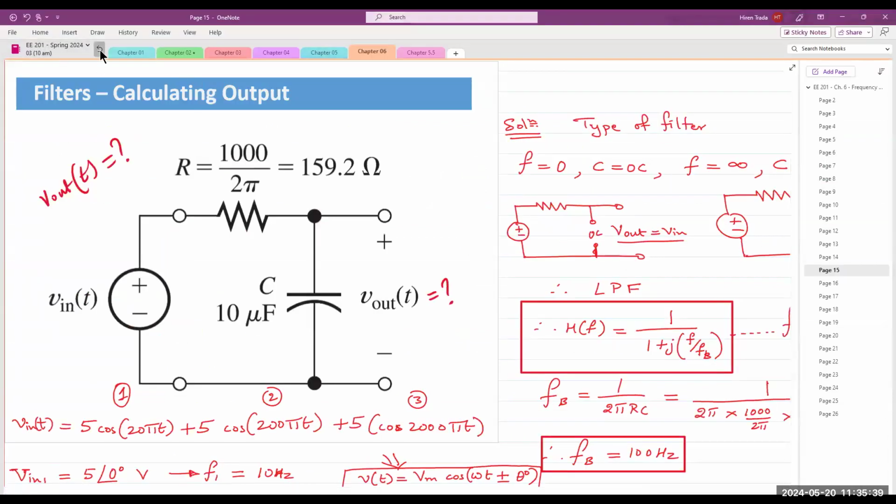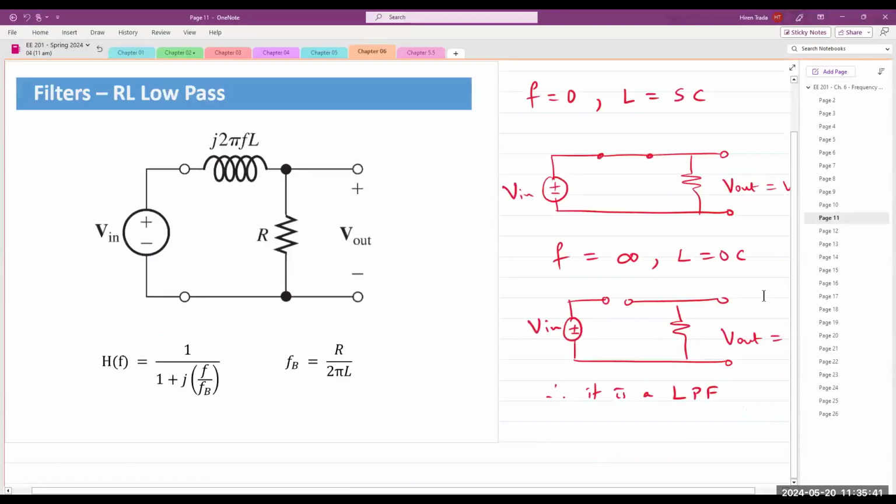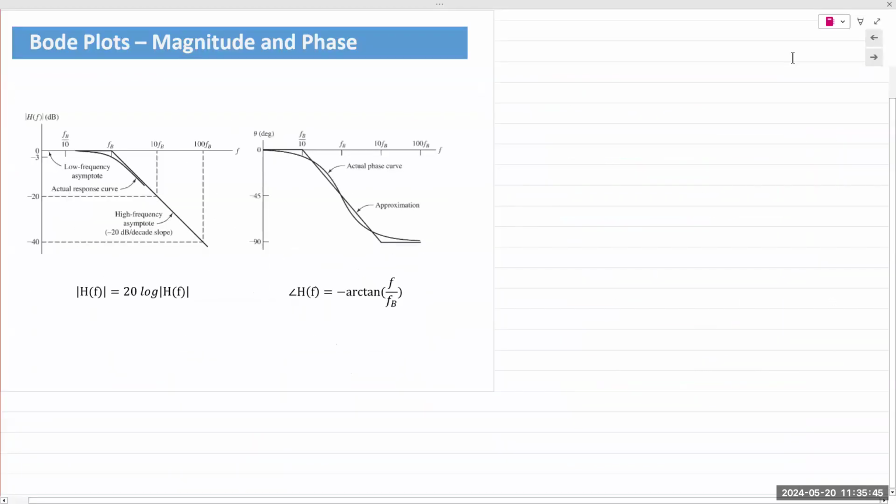So let's see. Page 25. Okay. H.W. Bode was an engineer who was working at Bell Labs in about early to mid 1930s. And he came up with this graphical description of the frequency response of electrical circuits.